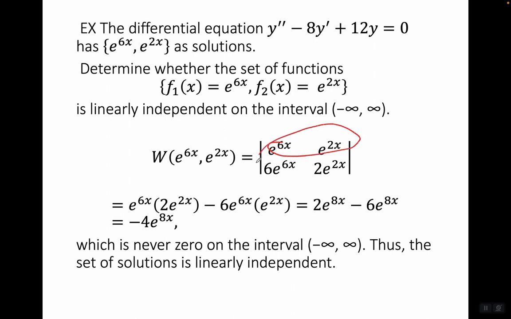The top row is just that set of functions, e to the 6x, e to the 2x. The second row consists of the first derivatives, 6 e to the 6x, 2 e to the 2x. Let's calculate the Wronskian. It's just the determinant, so it's the product of these two minus the product of these two. So it's e to the 6x times 2 e to the 2x, minus 6 e to the 6x times e to the 2x. In other words, it's 2 e to the 8x minus 6 e to the 8x, which is negative 4 e to the 8x, which is never 0 on the interval from negative infinity to infinity. Thus, the set of solutions is linearly independent.